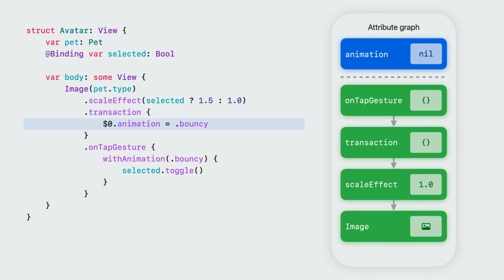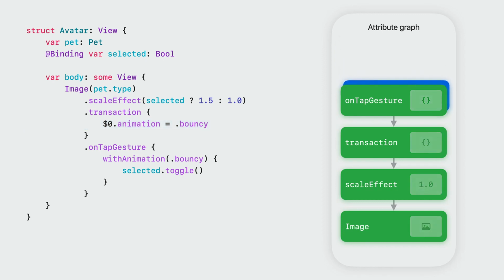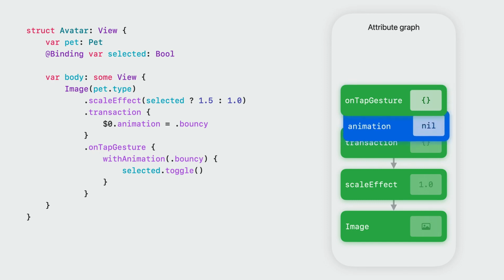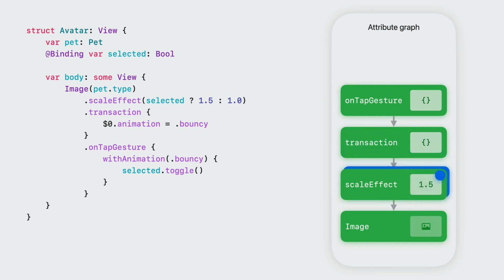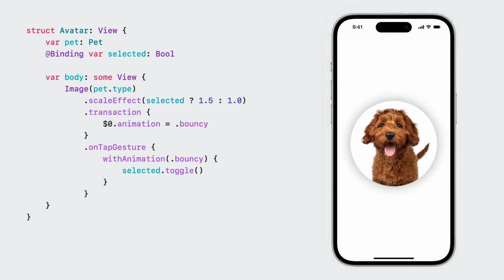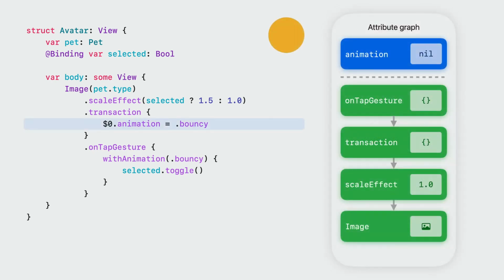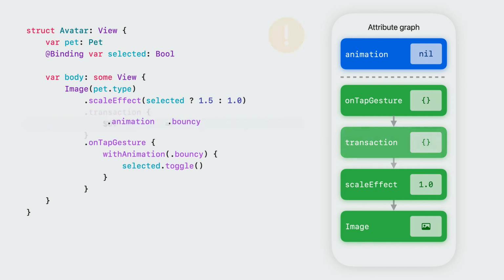If I set an animation from within this modifier, then whenever body is called, even if there is no animation or a different animation in the transaction, the attribute will override the animation. And when it reaches the scale effect, this animation will be used to interpolate the scale factor. Pretty cool. But there's a problem with this pattern. Indiscriminately overriding the animation for all descendants whenever SwiftUI refreshes a view can lead to accidental animations.